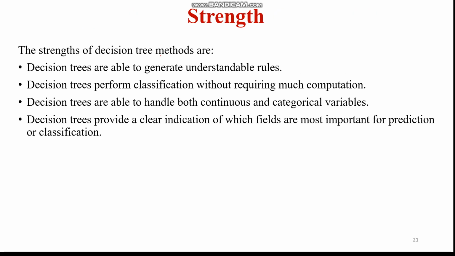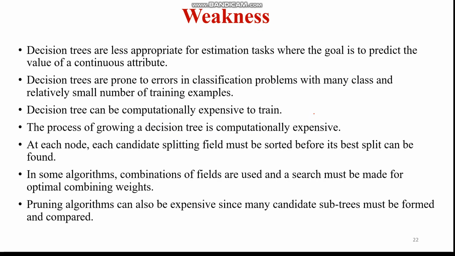The strengths of decision trees are that they are able to generate understandable rules. Decision trees perform classification without requiring much computation. Decision trees are able to handle both continuous and categorical variables. Trees provide a clear indication of the subfields and, most important, the prediction and classification.